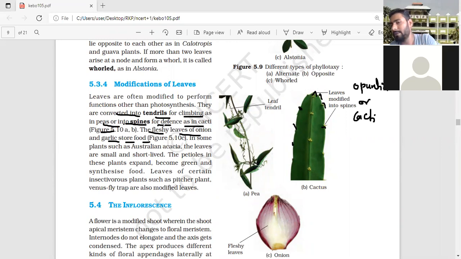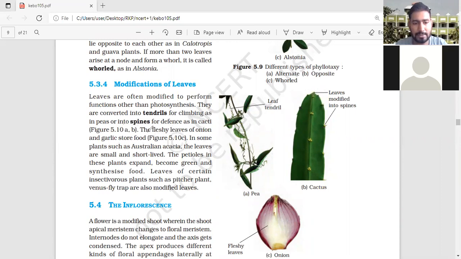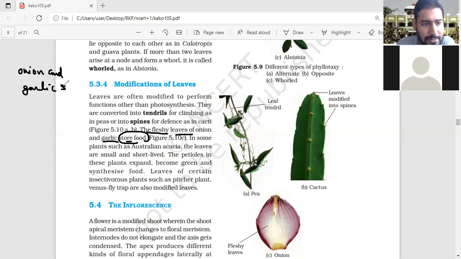That is okay if they have given the bulb. But if they are going to ask the question a different way, just try to understand how they are going to ask. They can ask in this way. The fleshy leaves of onion and garlic store food. Onion and garlic store food. Clear?